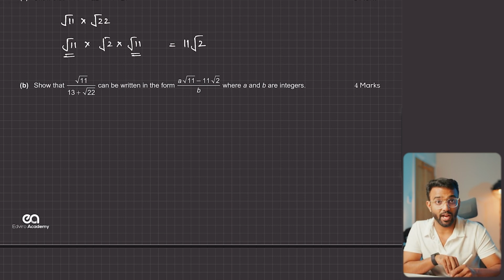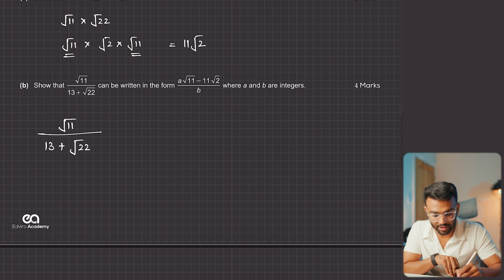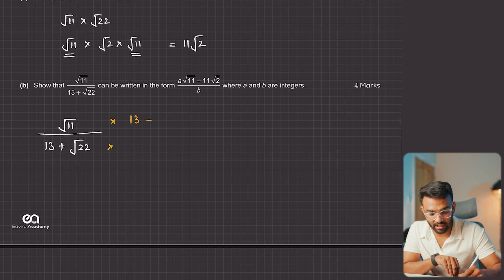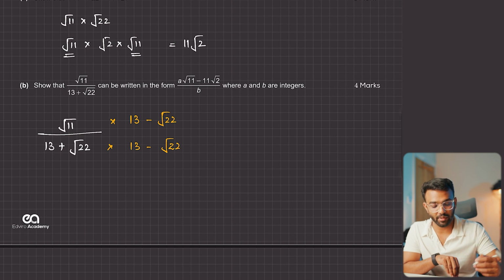So this is basically rationalizing the denominator. We have square root of 11 divided by 13 plus square root of 22. And on the top and the bottom, we will multiply by 13 minus square root of 22. This is taking the conjugate. If you're not sure what I'm doing, please make sure you go revise rationalizing the denominator, the harder version.